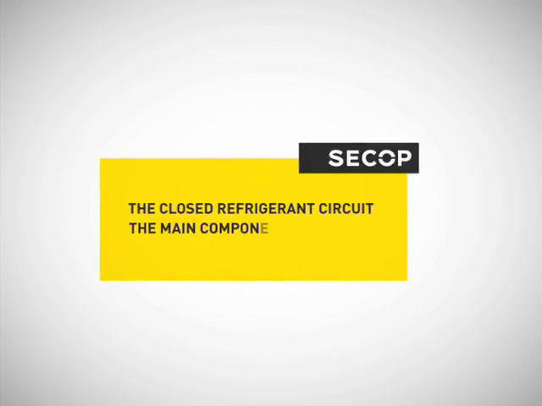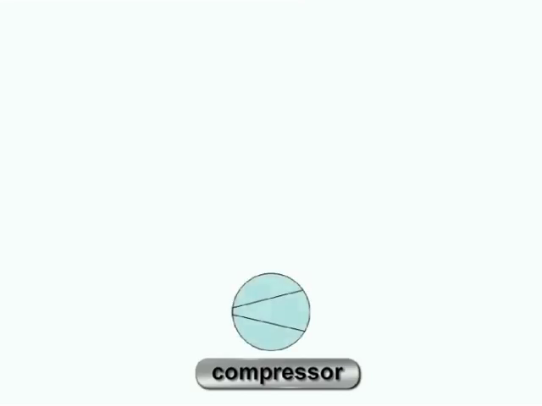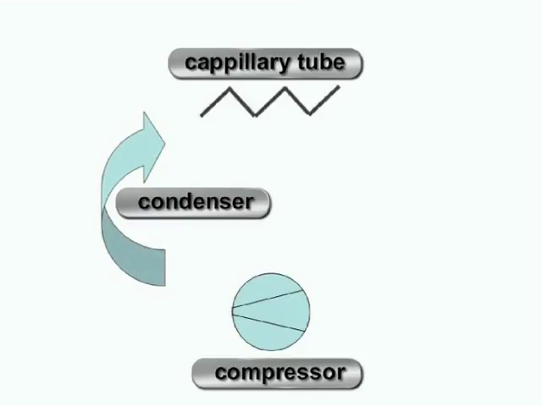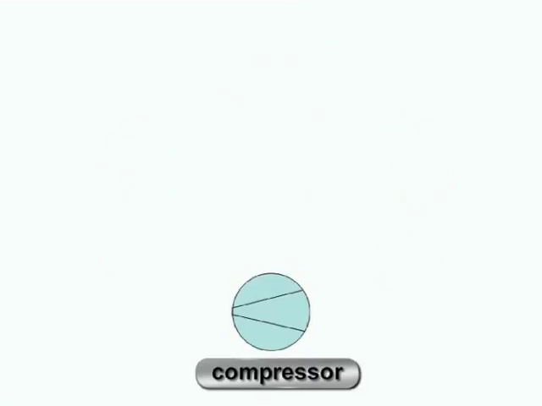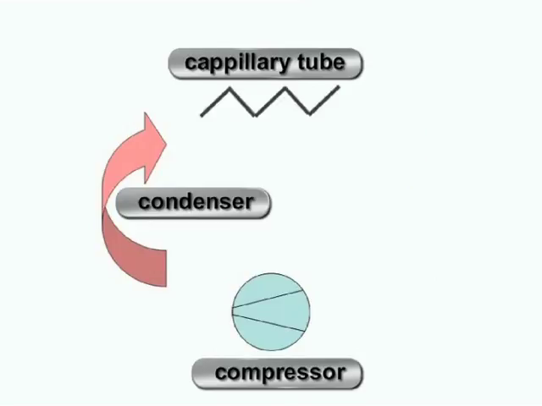The main components of the refrigeration cycle: the compressor, the condenser, the capillary tube, and the evaporator. The gaseous refrigerant is transported to the condenser and compressed to a higher pressure by a compressor. The capillary tube, which makes it possible to build up pressure, is at the end of the condenser. During the compression, heat is produced, which is transferred to the environment through the surface of the condenser.